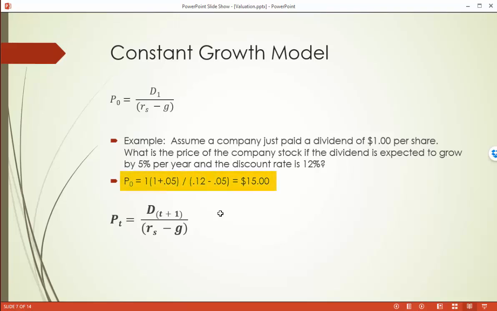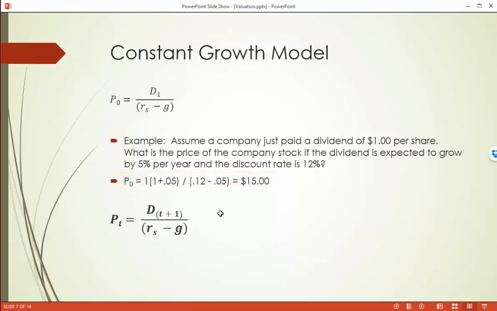Price today is equal to $1, growing by 5%. So we're going to multiply it times 1.05. And then we're going to divide that all by the difference between the discount rate and the growth rate. So we're going to divide that by 0.12 minus 0.05. If we put that all in, we get a value of $15.